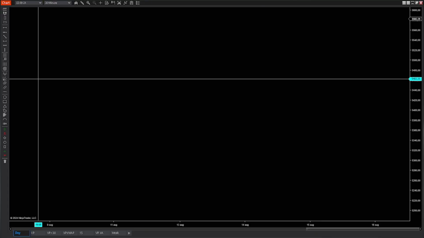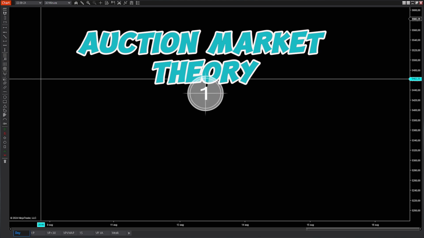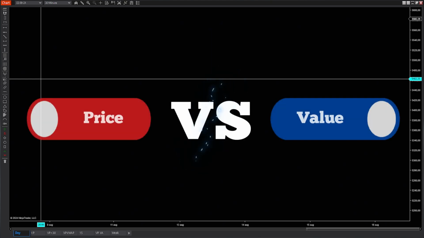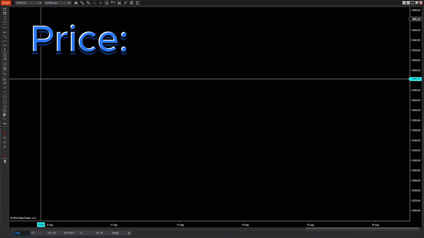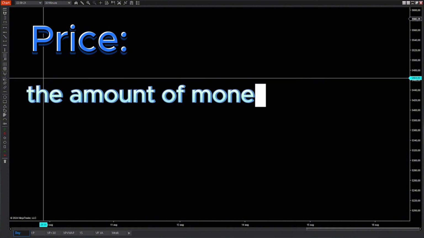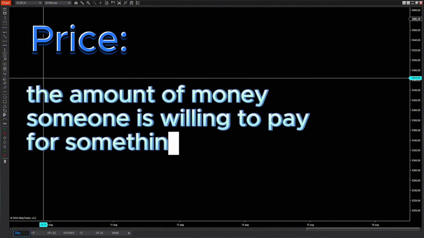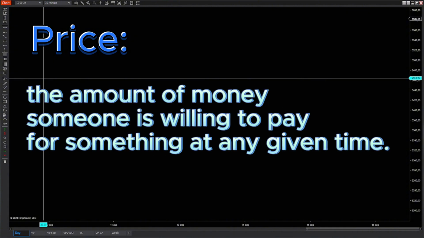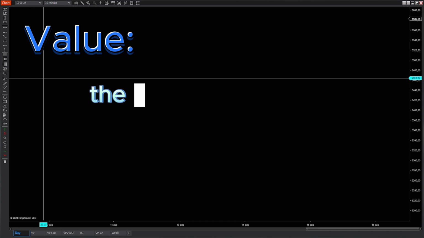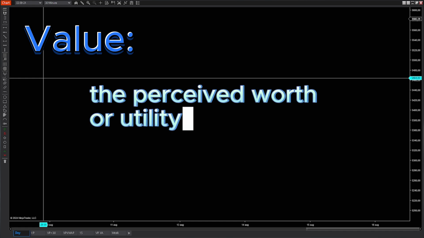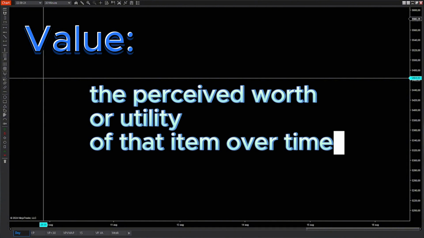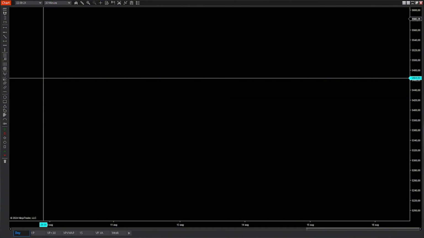So let us first explain some of the basics of auction market theory, and that is price versus value. As we know, price is the amount of money someone is willing to pay for something at any given time, and value is the perceived worth or utility of that item over time, often determined by factors like demand and how it compares to alternatives.